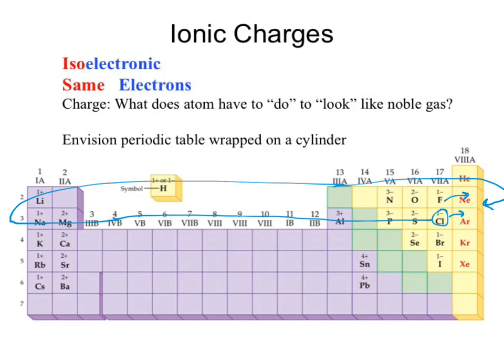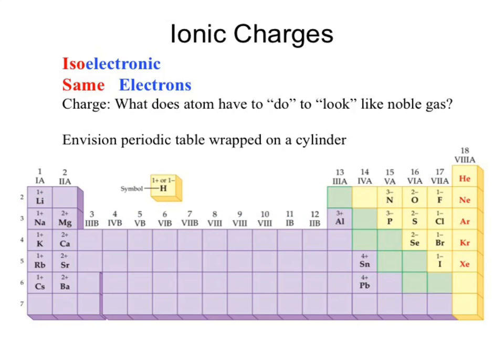Okay, what happens if we shift to something like sulfur? Gain 2 or lose 6. What happens if we move to phosphorus? Gain 3 or lose 5, which is more likely? Gain 3. So we get that negative charge. Anybody see a problem potentially occurring in this next column?